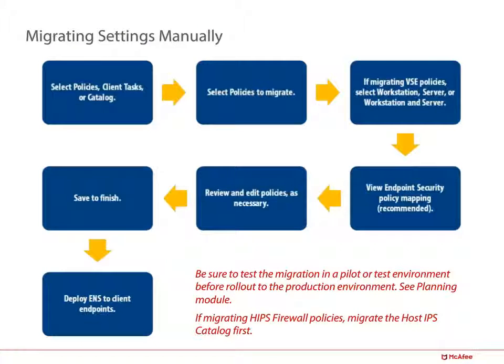The workflow for migrating settings manually. You'll select whether it is policies, client tasks, or the catalog. You'll select which policies you want to migrate. If I'm migrating VirusScan Enterprise, you can select Workstation, Server, or both. Then I can look at the endpoint security policy mapping. It is highly recommended that you look at this, so you can see which particular feature of the ENS policies this product is going to go to. Review and edit them. Save it, and then deploy ENS to your client endpoints.